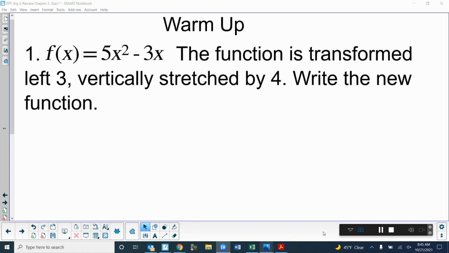Is that working now? Why isn't that working? Over there for you guys. Not the same page. Let's see.